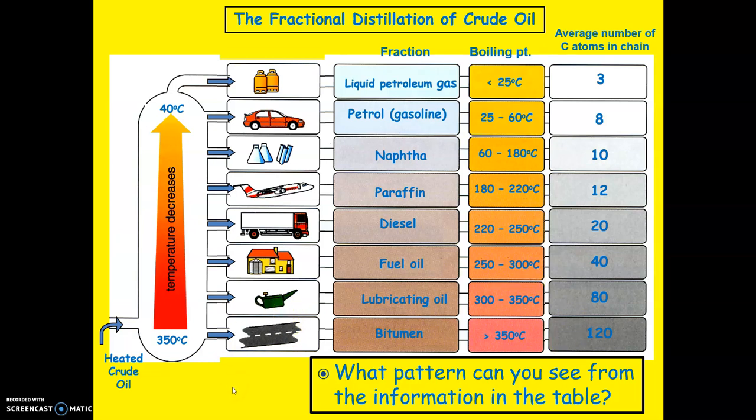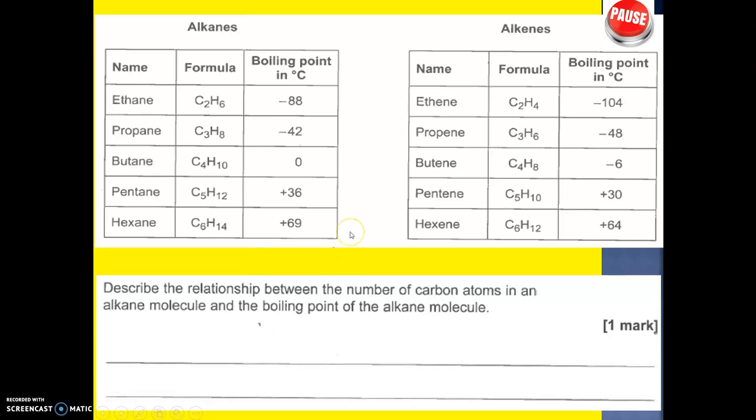Okay, guys. So we have a GCSE question here. Can you pause the video, once again looking at the information, and then describe the relationship between the number of carbon atoms in an alkane molecule and the boiling point of the alkane molecule. It's only 1 mark, guys, so that's 2 points, 1 mark. Go.